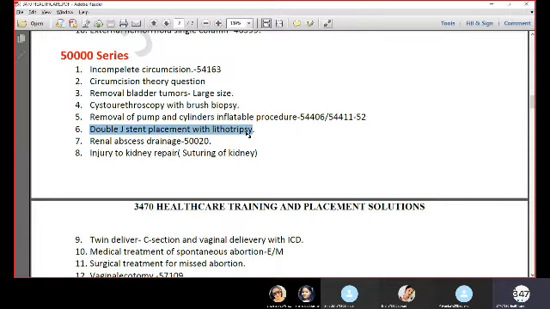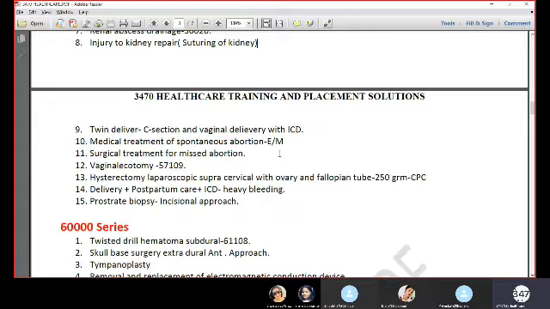Then injury to kidney repair. They are suturing the kidney. What is the code? 50500. Yes, that is the nephrorrhaphy they will ask in the exam. They will ask about nephrorrhaphy of the kidney or an injury to the kidney where suture is put, and how you will report it. So you have to go with the nephrorrhaphy kidney repair code. 50500 is the correct answer.